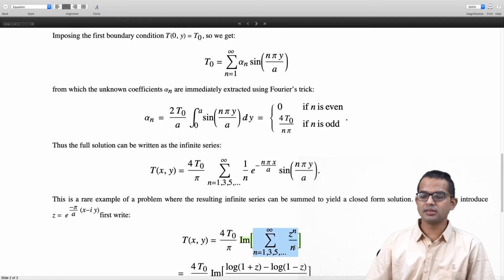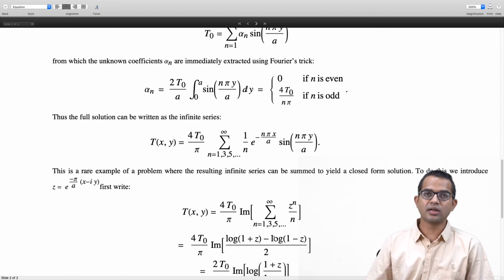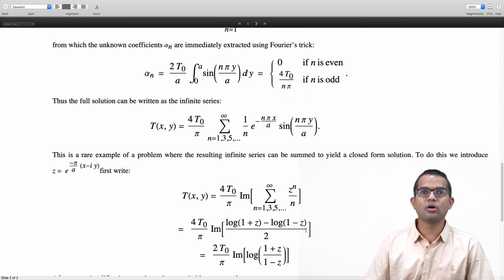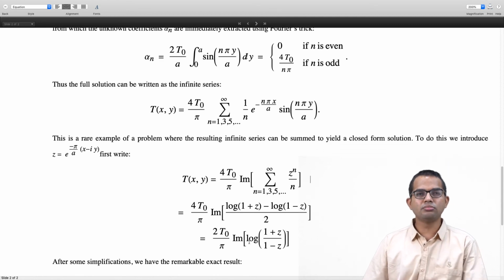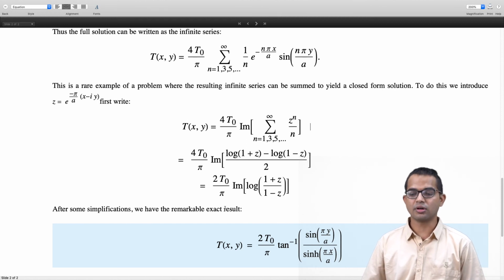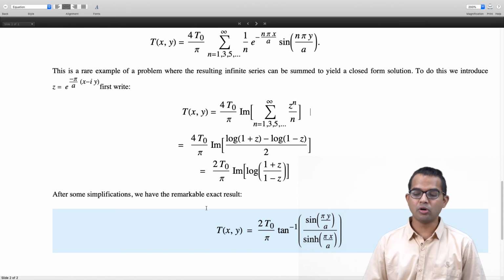Therefore this series is then seen to be a combination of log of 1 plus z and log of 1 minus z. The even terms have to be cancelled out, and then you have to take this factor of 2. Again I will allow you to check this. So it's the imaginary part of log of 1 plus z minus log of 1 minus z, the whole thing divided by 2, and then this is nothing but 2 T naught divided by pi, imaginary part of log of 1 plus z divided by 1 minus z. I will allow you to do some simplifications, and then we have this final remarkable exact result, which is T of x comma y is equal to 2 T naught divided by pi tan inverse of sine of pi y by a divided by hyperbolic sine of pi x by a.